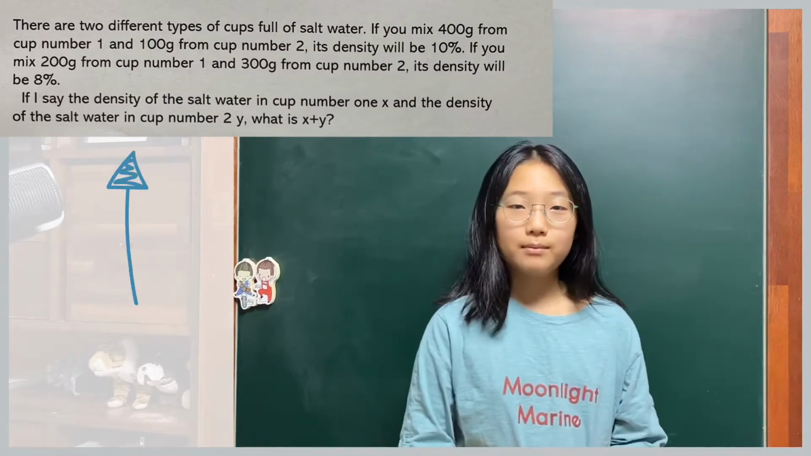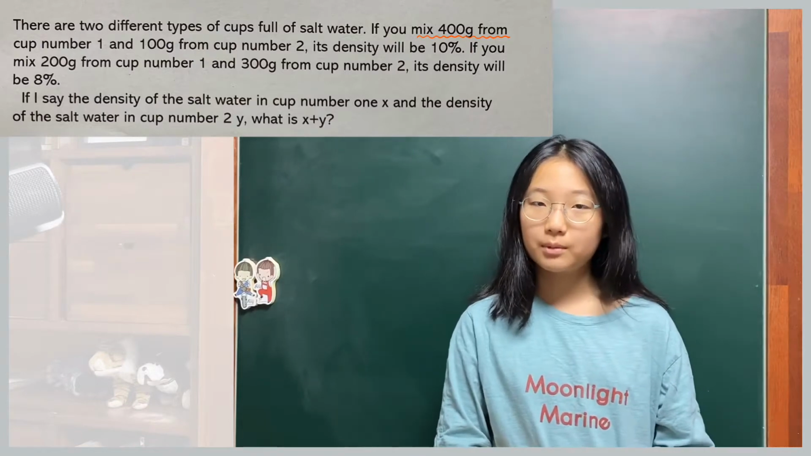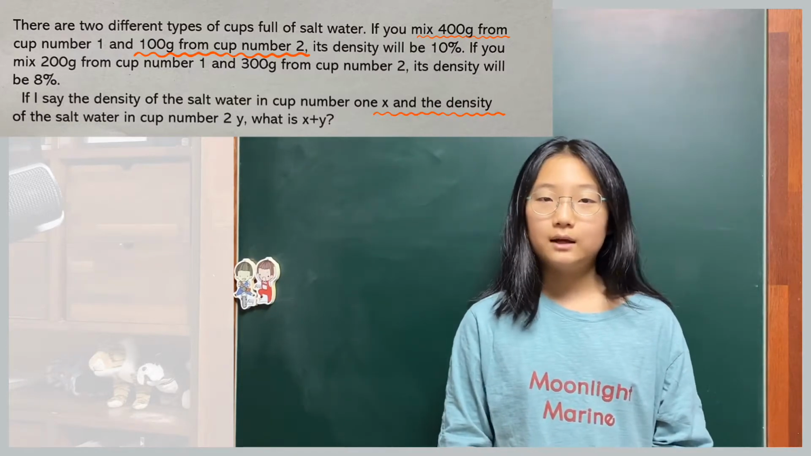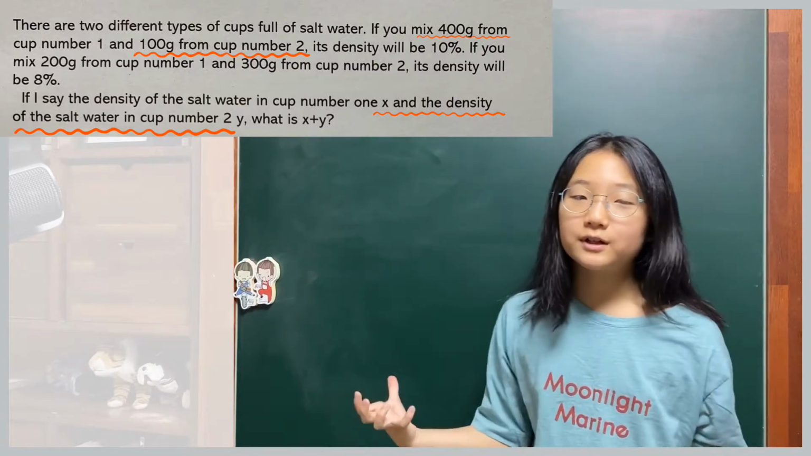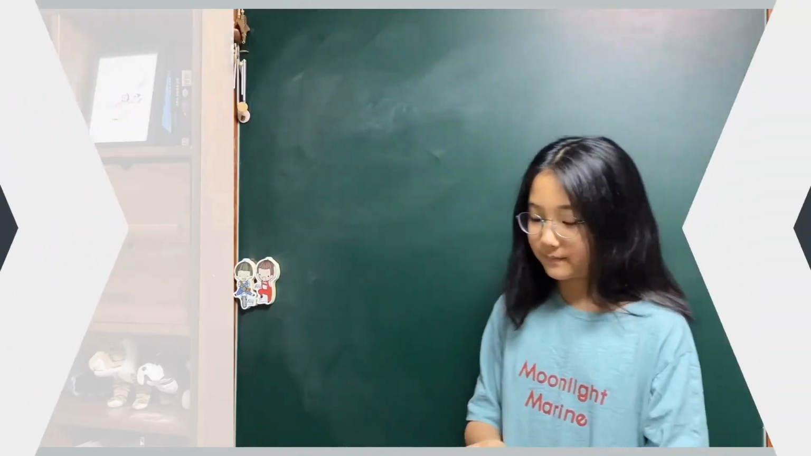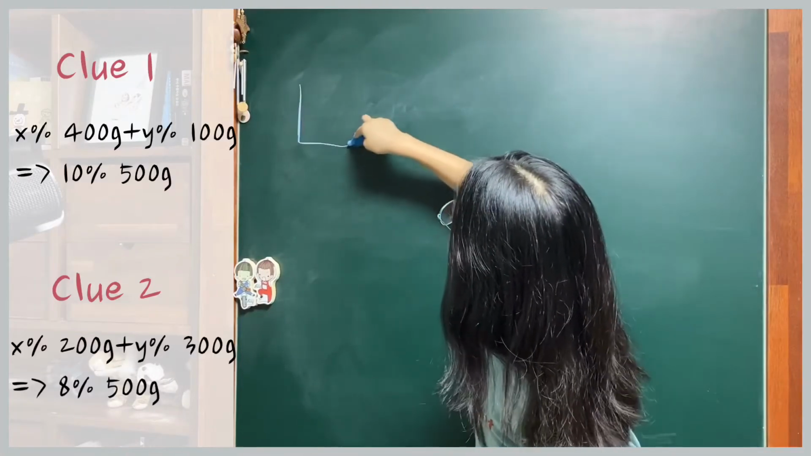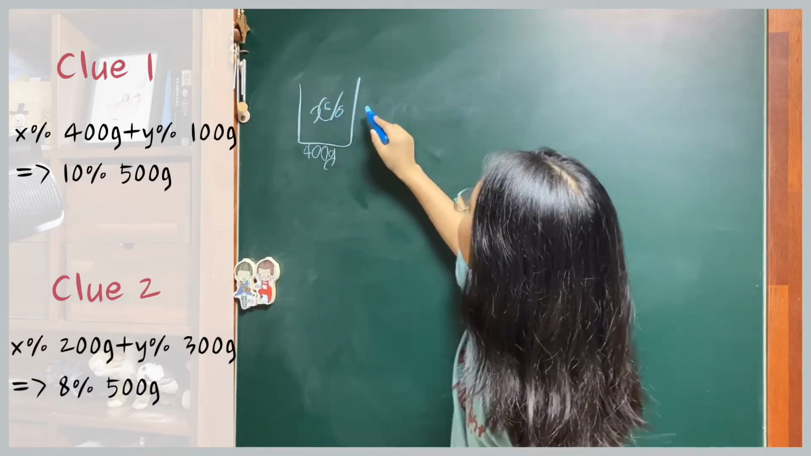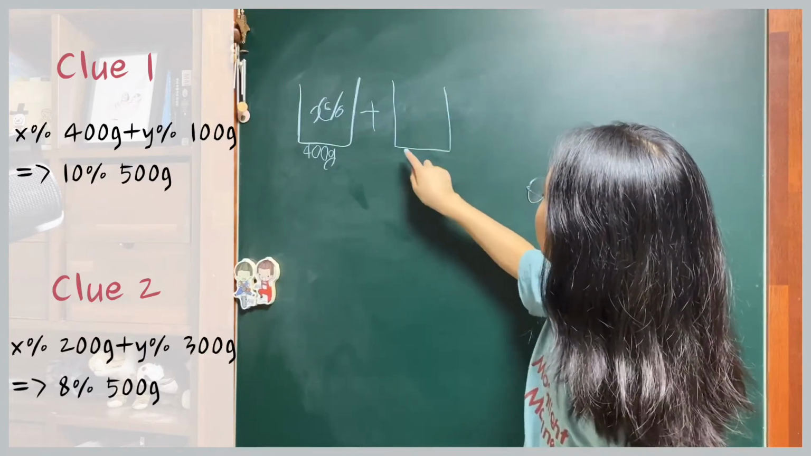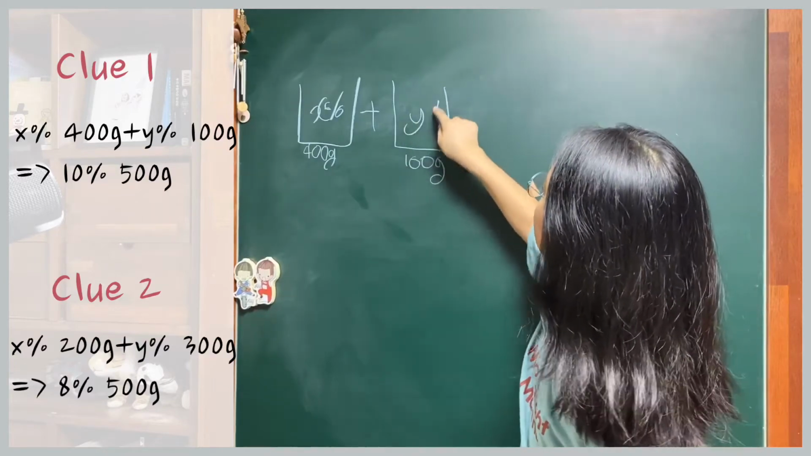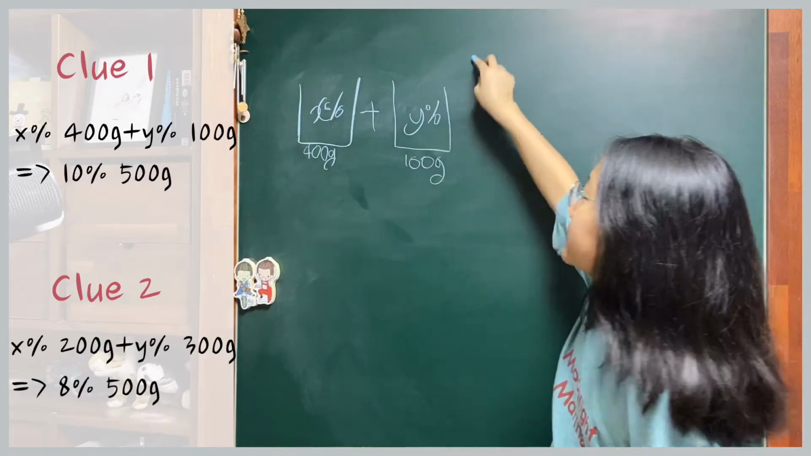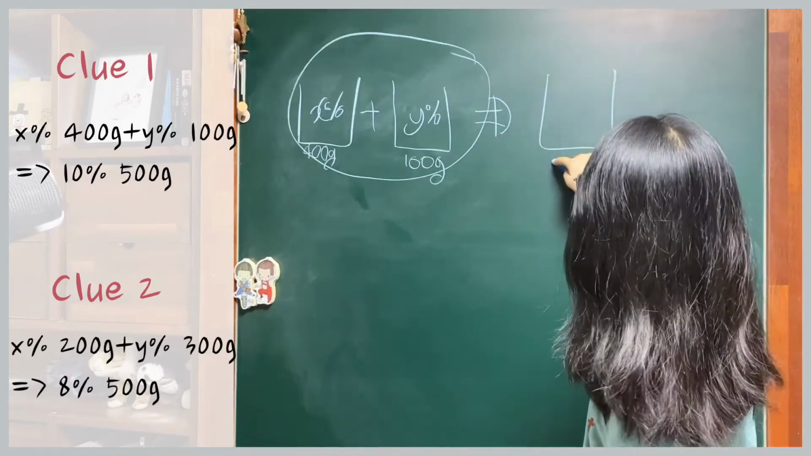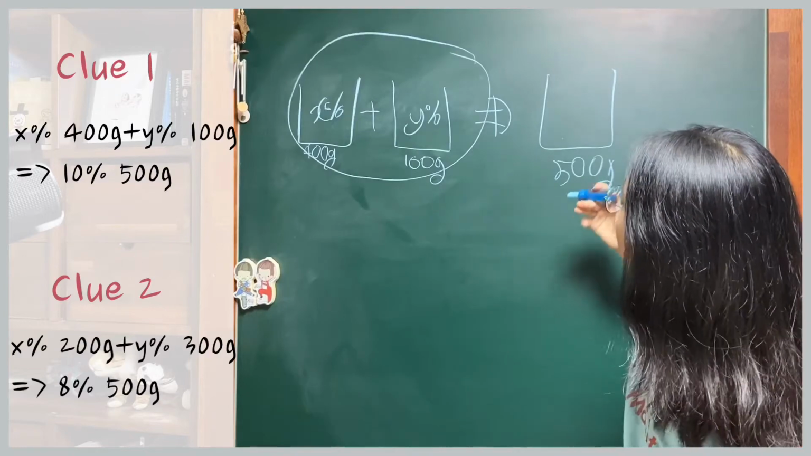So in this mathematical problem, it says we have 400 grams from cup number 1 and 100 grams from cup number 2. They have the density of each x and y. So the total becomes 500 grams of water with 10% of density. 400 grams with x% of density and 100 grams with y% of density. And then this becomes a 500 with 10%.